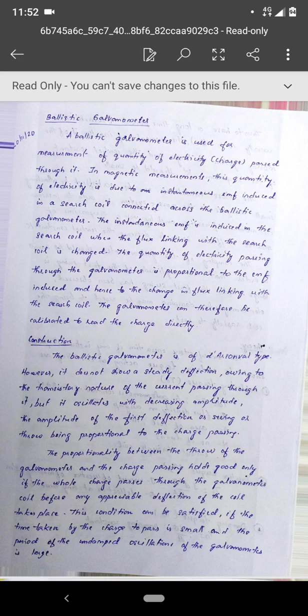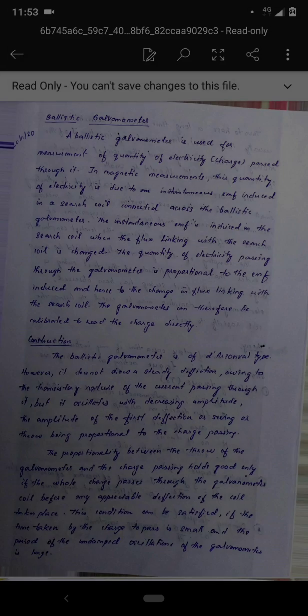Today we'll see another type of galvanometer. Already we have seen two types of galvanometers: one was the D'Arsonval type and the other was the flux meter. Today we'll see the ballistic galvanometer, whose application we have already seen while we discussed the experiment to plot the BH curve as well as the hysteresis loop.